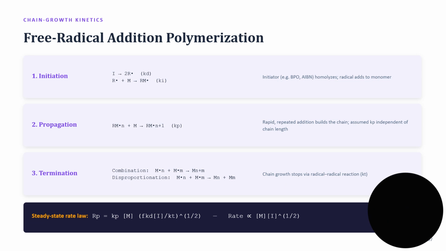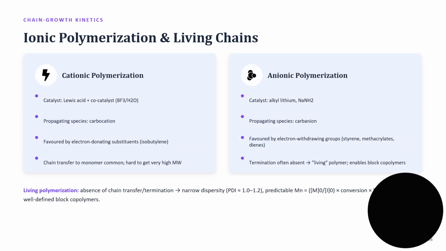Slide 8, ionic polymerization and living chains. So now we are on ionic polymerization and living chains. Free radicals are not the only way to run chain growth polymerization. Ionic mechanisms are equally important and they behave quite differently.